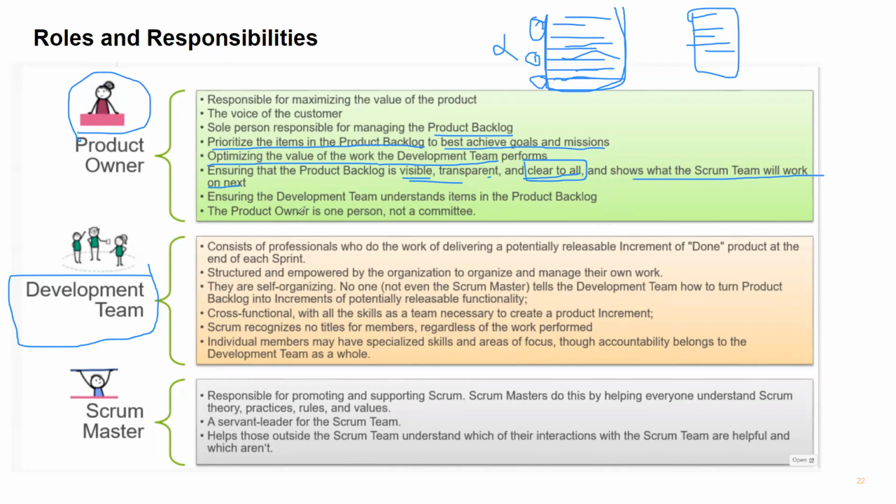The product owner ensures the development team understands the items in the product backlog. So basically he will clarify all the doubts. Assume that I have given a functionality to you. You will have questions. Who will you ask in the Scrum team? The product owner. Yes, the product owner. Why will you ask the product owner only? Why can't you talk to some other people?